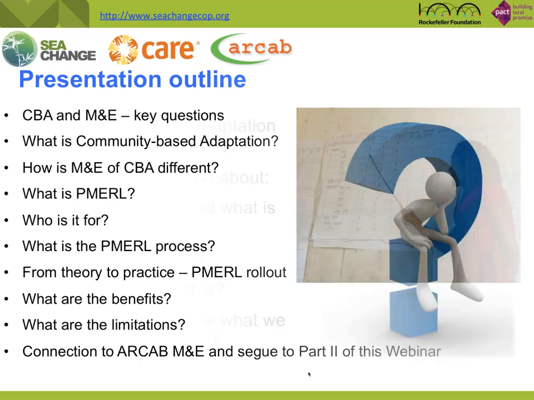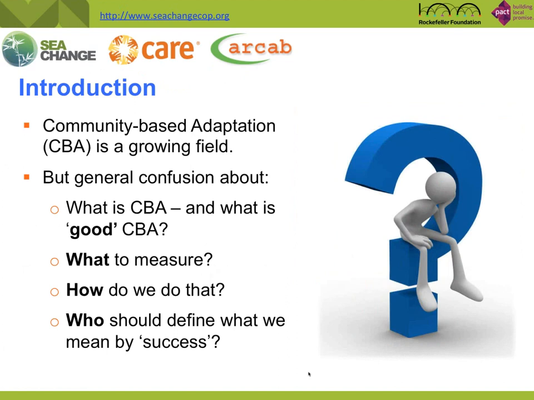So as an introduction, community-based adaptation, or CBA from here on after, is a growing field. There's a general confusion among different people involved in this, in other words, the practitioners, researchers and policymakers. What is CBA, and as such, what constitutes effective or good CBA? This raises a few other important questions, such as what do we need to measure to prove that CBA is effective, and how do we do that? And then finally, who should actually define what we mean by success? So in the following, I'm going to present to you how CARE has addressed this challenge together with other key climate adaptation stakeholders.